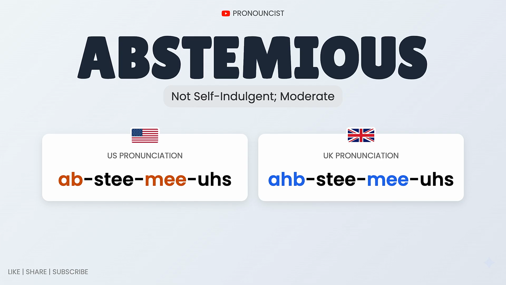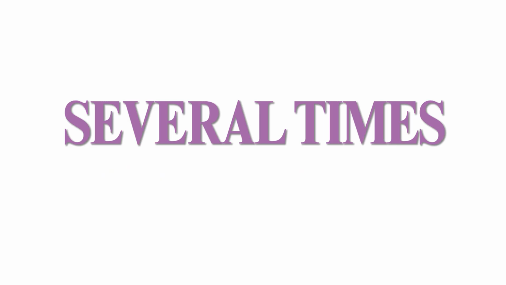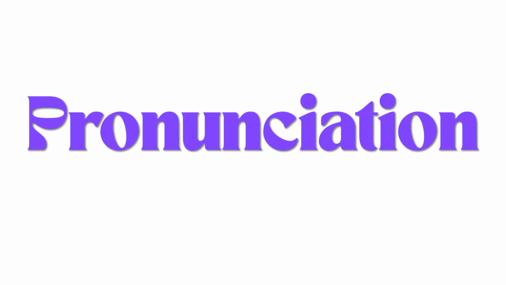ABSTEMIOUS, abstemious. Practice repeatedly and you'll soon be able to say this word perfectly. The best way to practice is to repeat the syllable multiple times. The meaning of the word is not self-indulgent, moderate. Try repeating this word several times to improve your pronunciation.